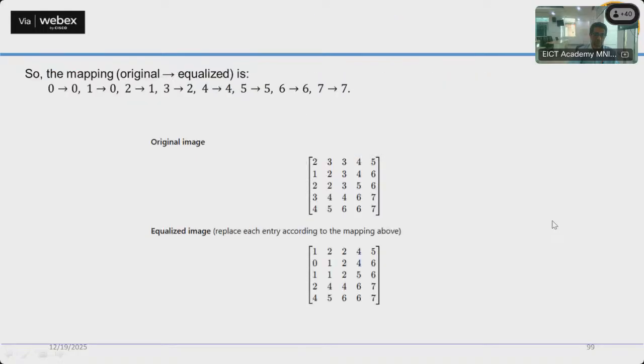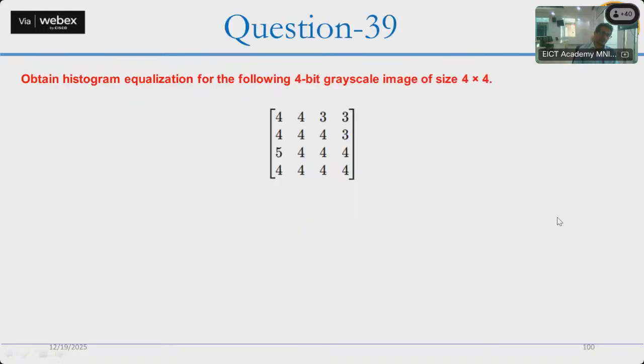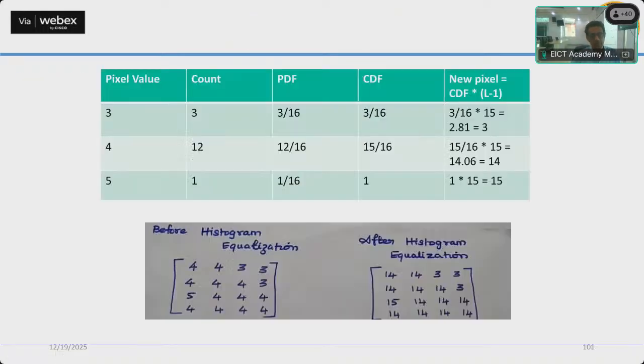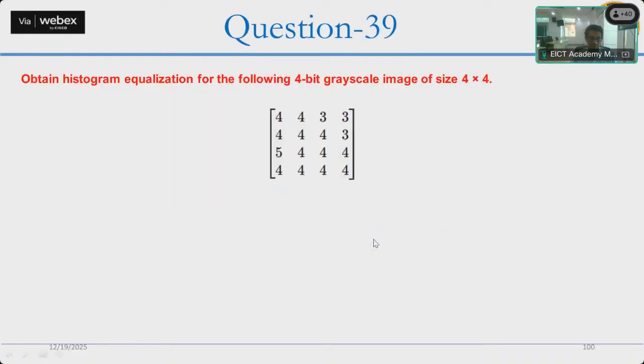Any question? Again, histogram equalization, since you have done it, it is the same way. It shouldn't be difficult. We can again see the solution for histogram equalization. But remember, the important thing here is that it is a 4-point grayscale. So 4-point grayscale, it means what will be the value from 0 to 15?